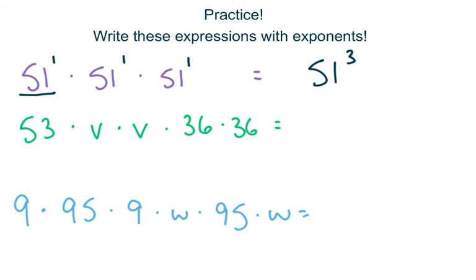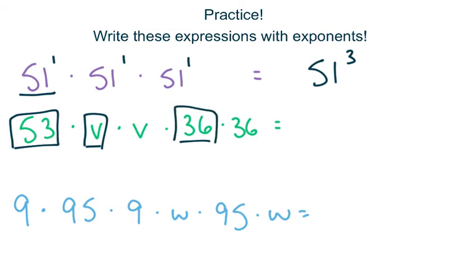It gets a little more difficult. Let's identify our bases first of all. I have a base of 53. I have a V base, so variables can be bases, not just numbers. You can have variable bases. And then 36 is a base. So those are 3 different bases.